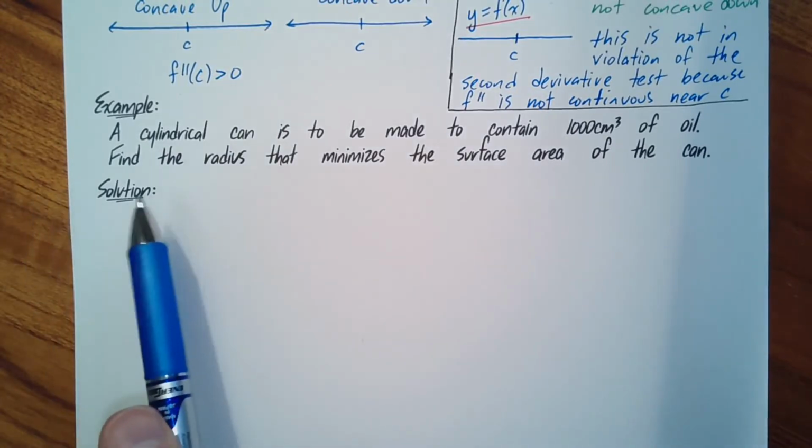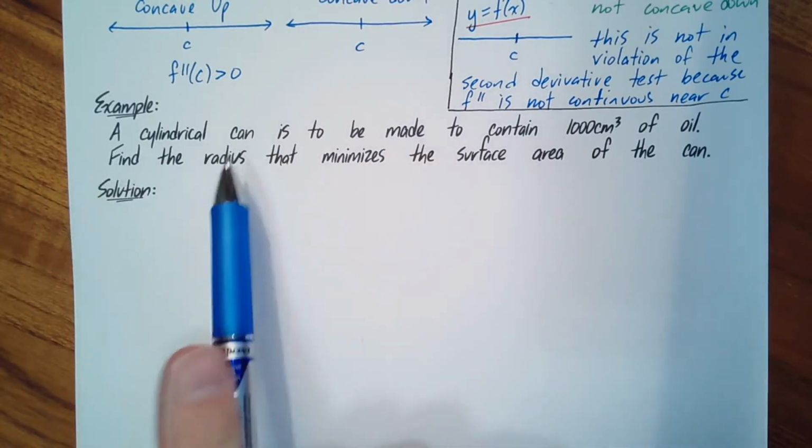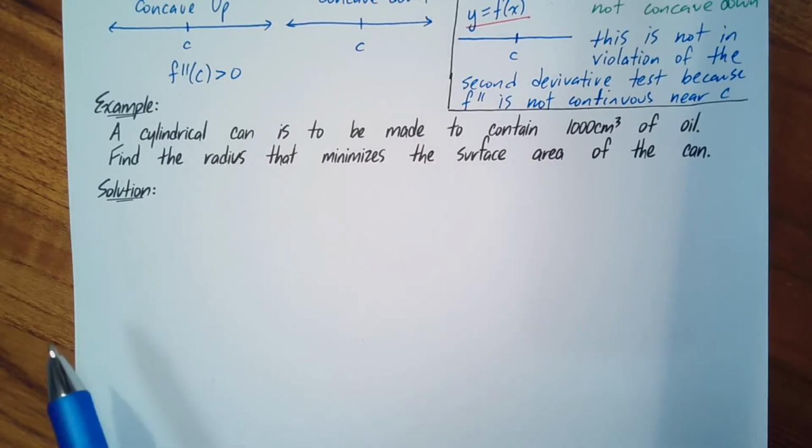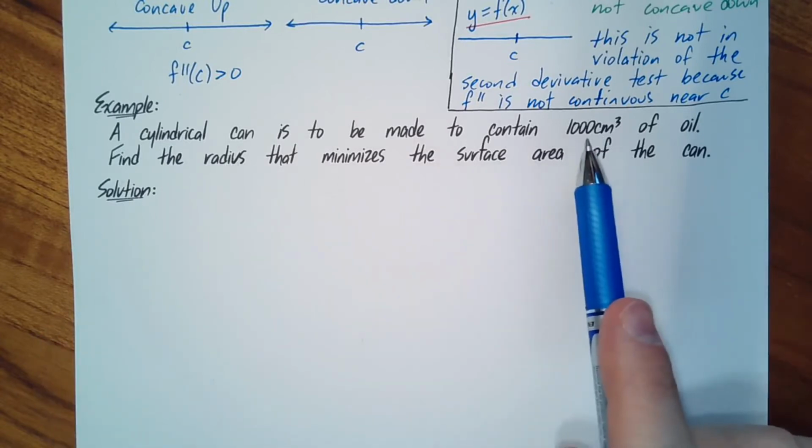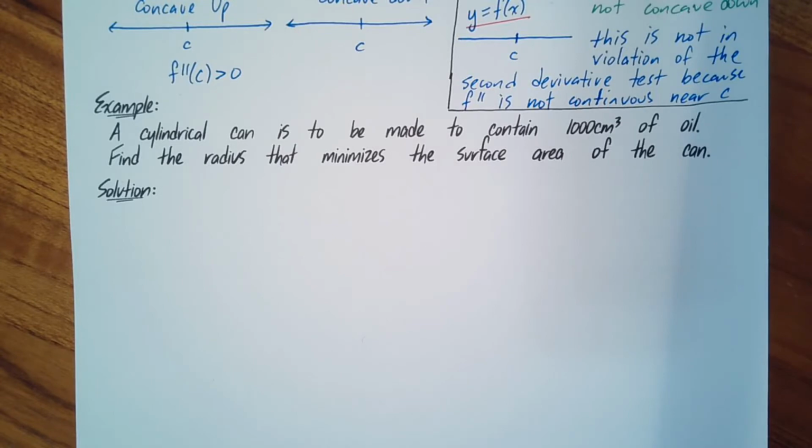So here it is. We've got a cylindrical can that we want to build, and it's supposed to contain 1,000 cubic centimeters of oil. And what we're asked to do is find the radius of this can that's going to make it as cheap as possible. Or in other words, that is going to minimize the amount of surface area that the can has, right?